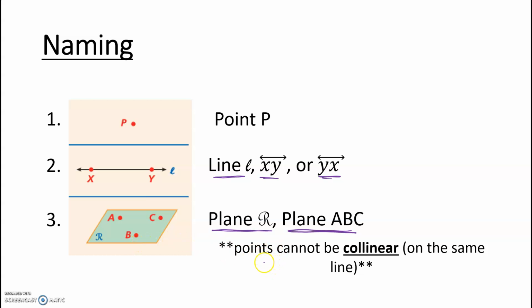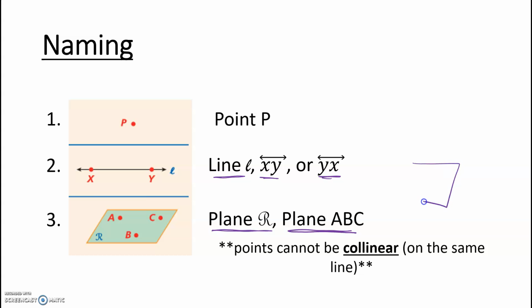One thing that I'm going to add in here is that in order to name a plane, the points cannot be collinear. When you hear the word linear, I'm hoping you think of line. Col means together, so together on the same line. Collinear is on the same line. So what do I mean by that?